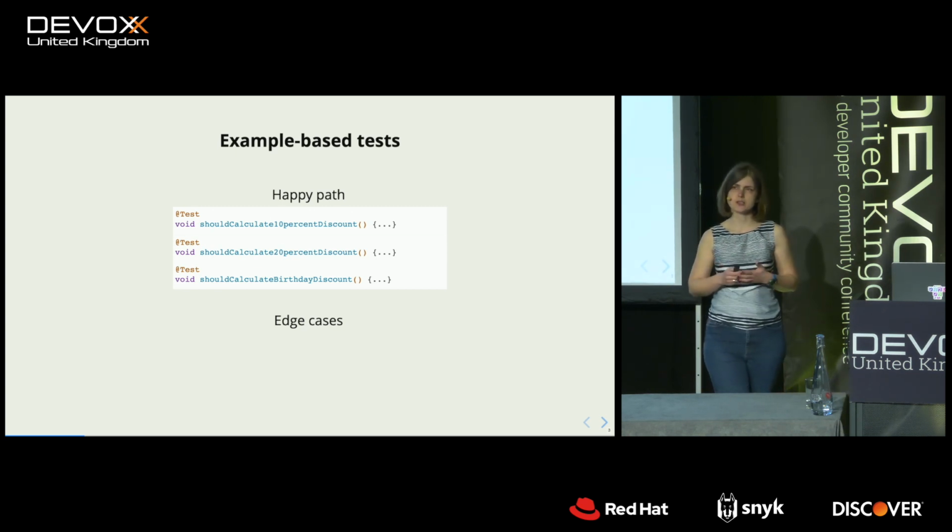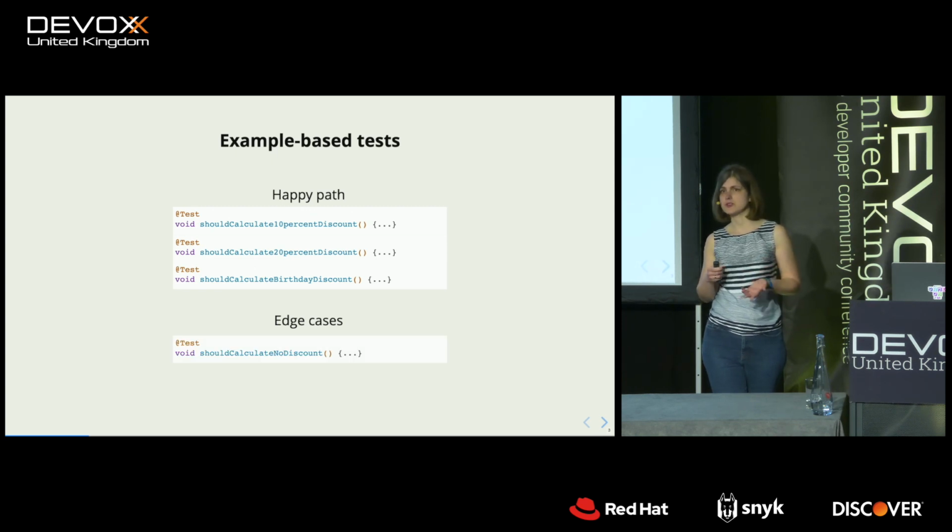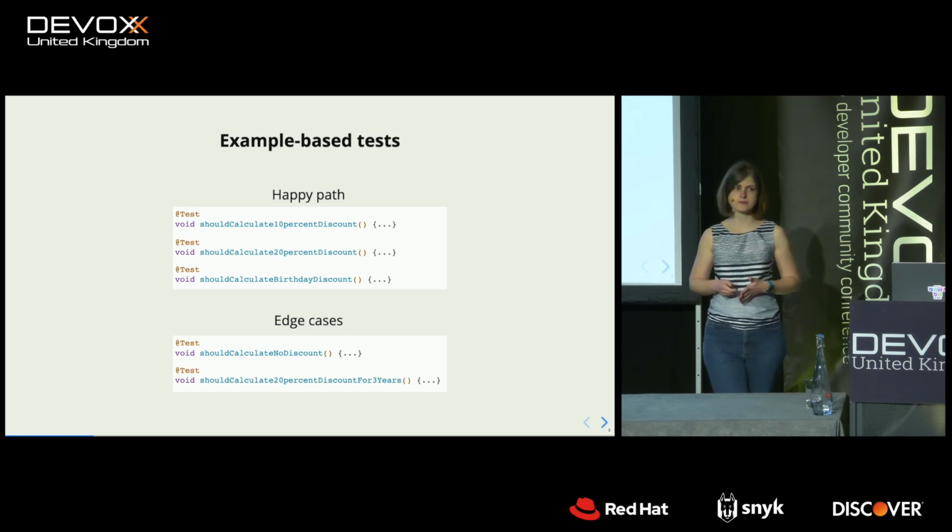So what edge cases can we think of? We can say that, for example, if a customer has joined just now and it's not their birthday, then they should get 0% discount, just to make sure that's correct. And also, let's make sure maybe that the discount doesn't grow indefinitely. So like the customer is with us for 10 years, they don't get 100% discount. So let's have a special test case for 20% discount, even though the customer is with us for 3 years.